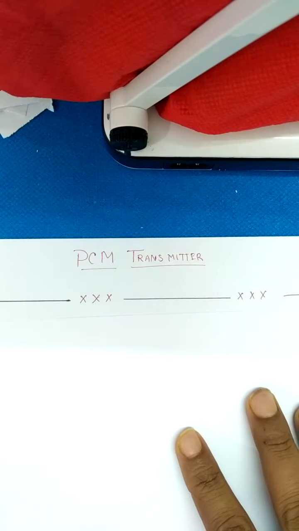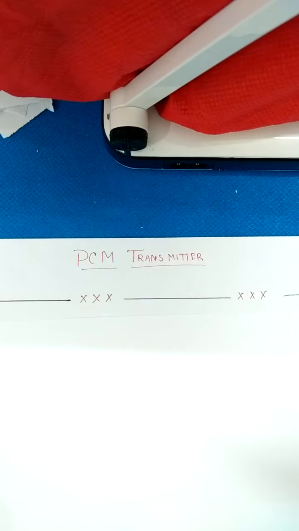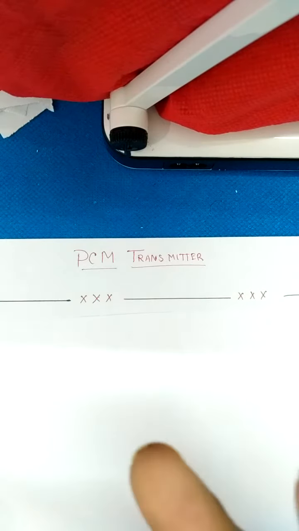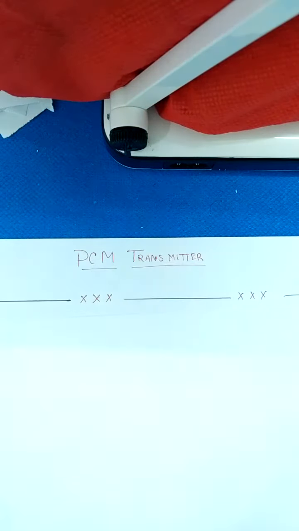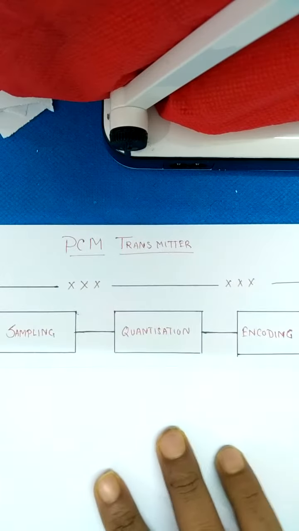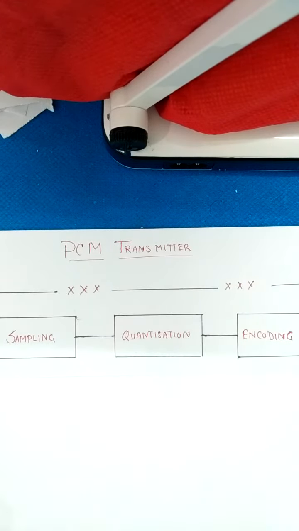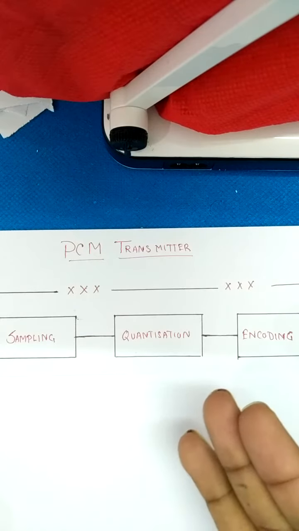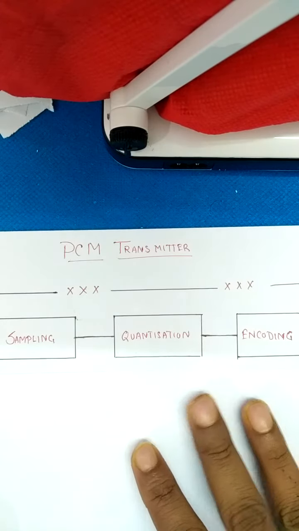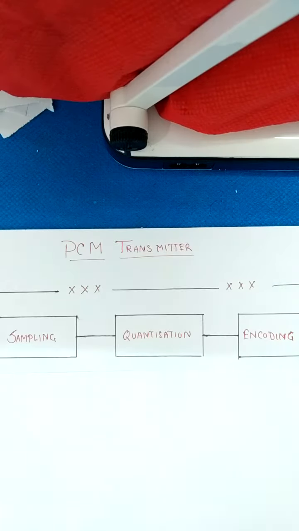A PCM transmitter converts an analog signal into a digital signal, and it has three key components, and those three are sampling, quantization, and encoding. Now sampling. What is sampling?